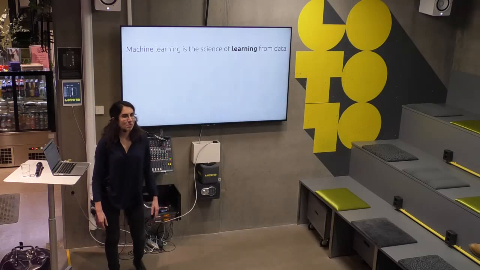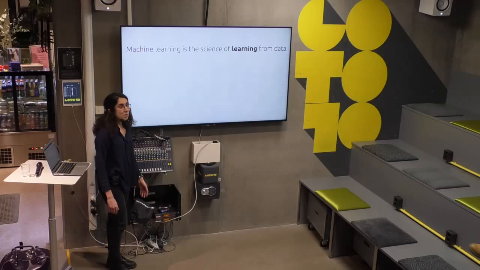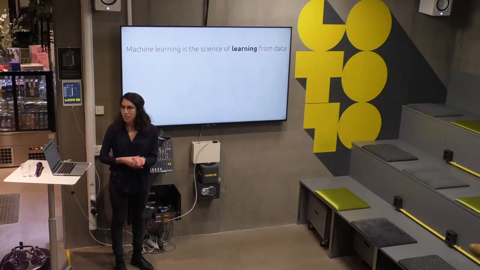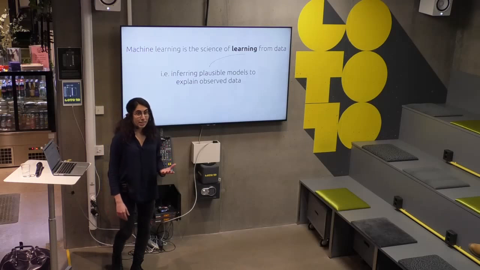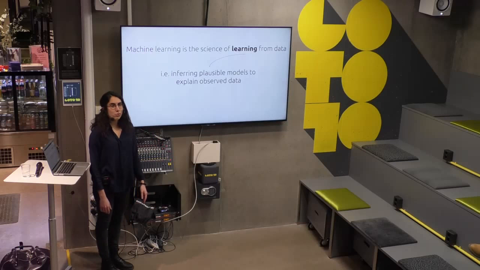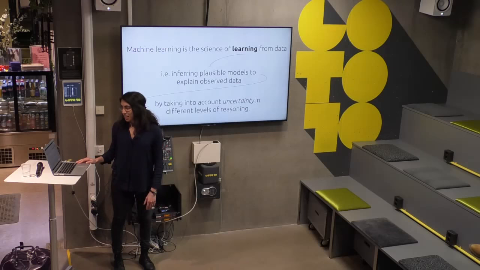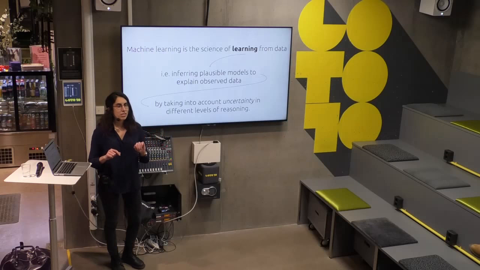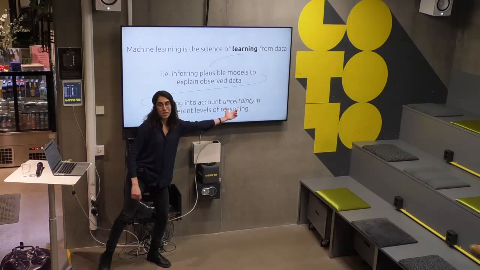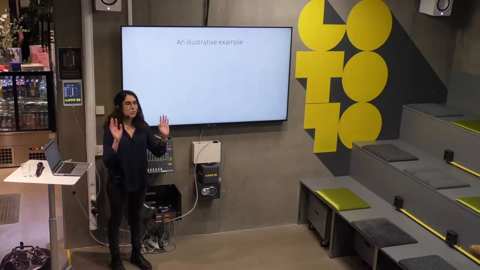Yes, so this is a possible definition of machine learning. Machine learning is the science of learning from data. So learning means that we need some sort of framework to define what learning really is. So during this talk, we are going to understand learning as inferring plausible models to explain data that you observe. So that's our definition. And an important part of it is by taking into account uncertainty in different levels of reasoning. So we are going to keep this word with us from the beginning to the end. And yes, right now it should sound quite abstract.